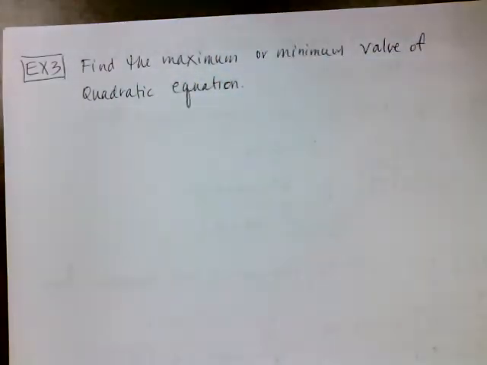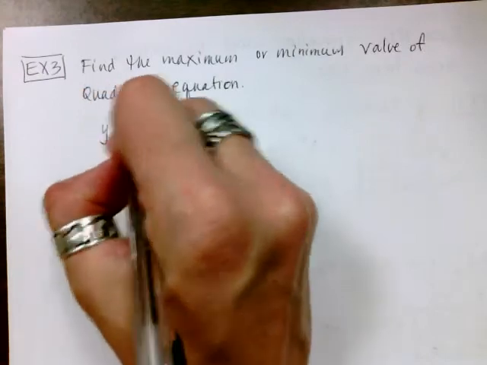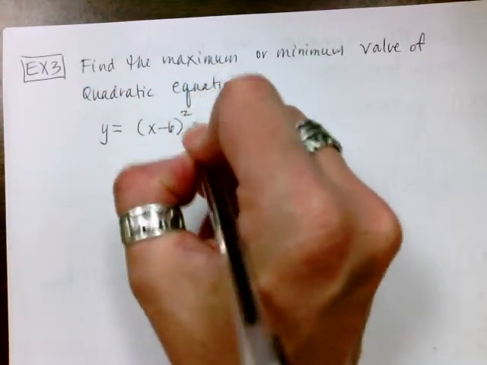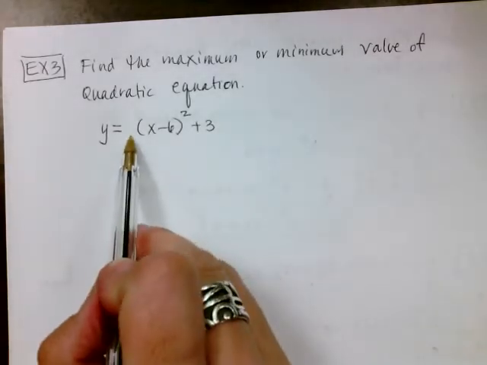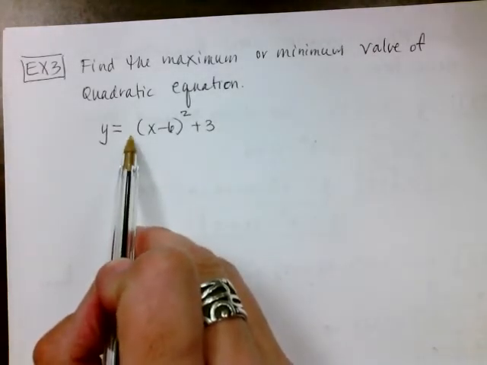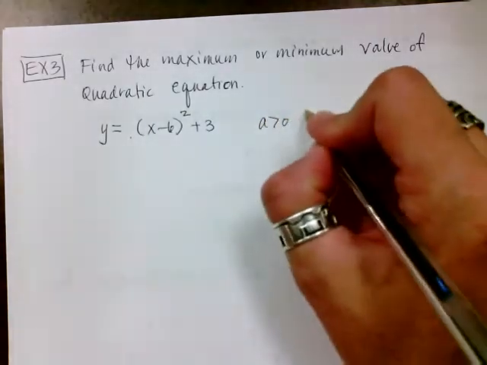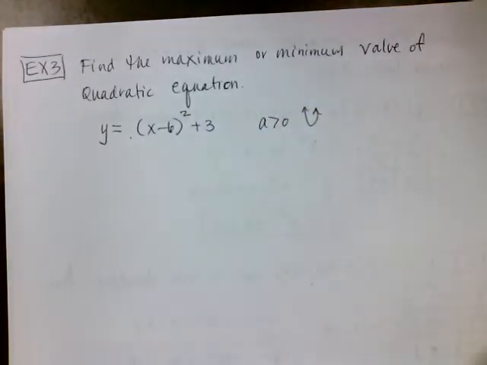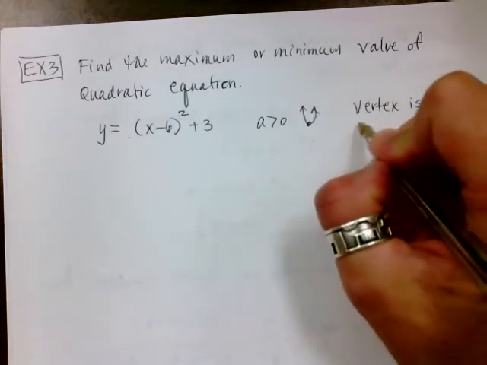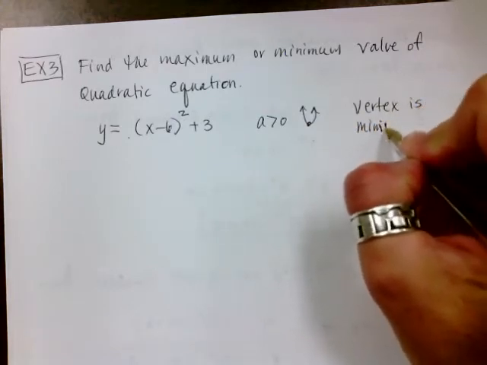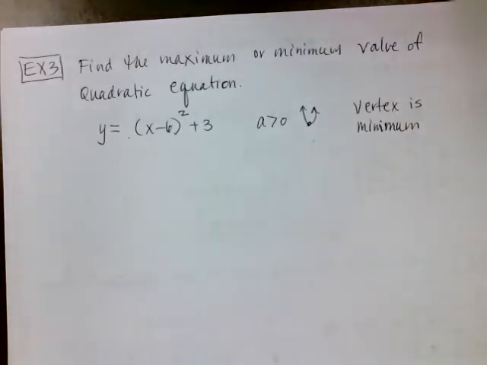Alrighty, so I'm going to give you a formula. My quadratic equation is going to be (x − 6)² + 3. So just like we've done in all of our other problems, we're going to evaluate it before we start doing math. I know that my a, even though it's 1, is positive, so I know that my parabola turns up, which means that the vertex is going to be a minimum. So I know that my vertex is going to be a minimum, M-I-N-I-M-U-M, sorry, spelling error.